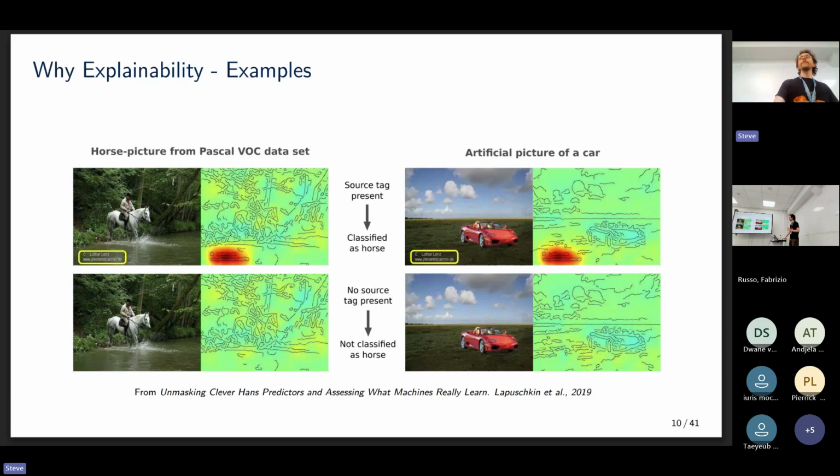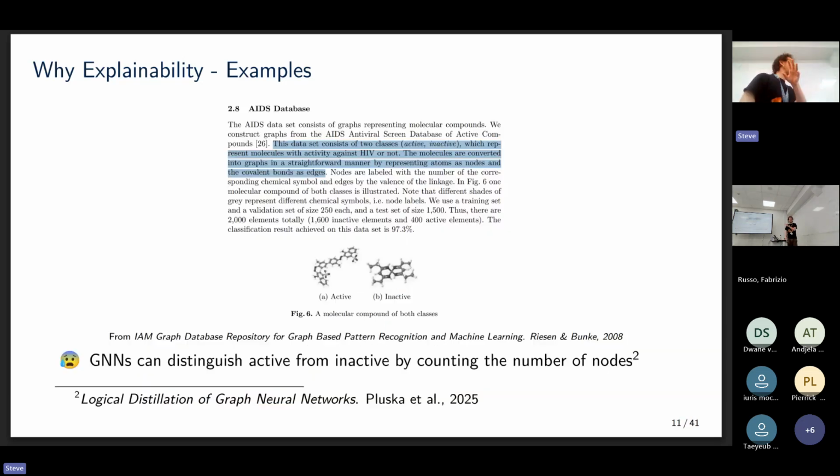I guess that you are all very familiar with the Clever Hans predictor. I just wanted to add an example for what it means to have a shortcut in graphs. That's quite a nice example that I found some time ago. So here the data set is a collection of compounds divided based on whether they are active or inactive against the HIV virus. And the task is to predict whether a given molecule is active or inactive.